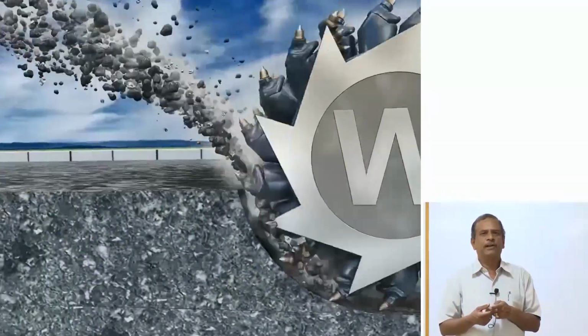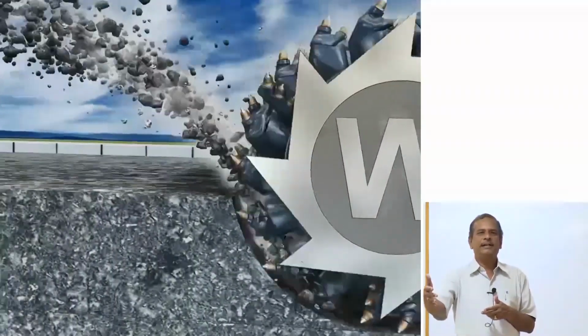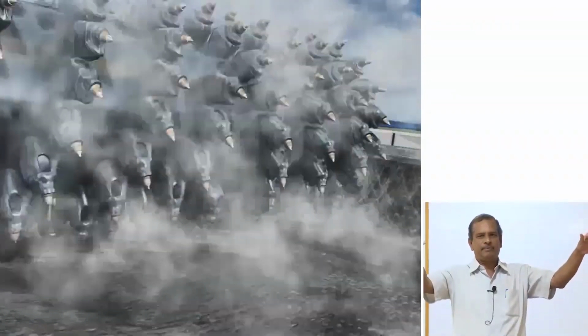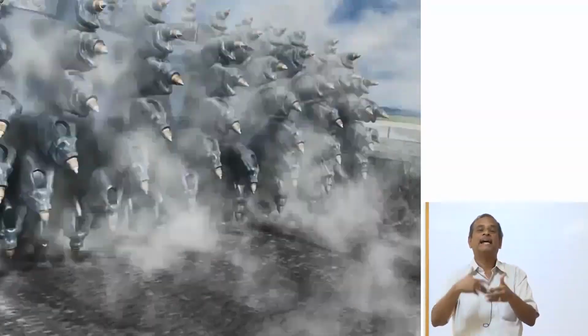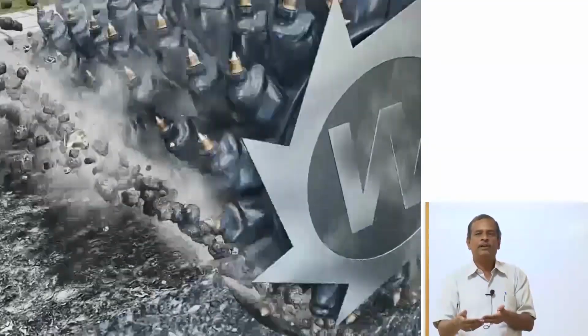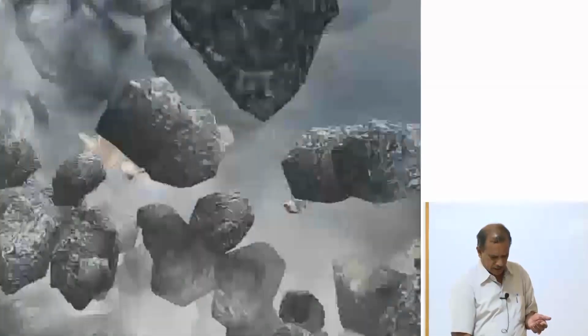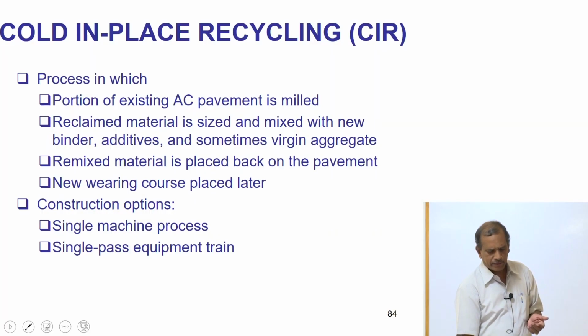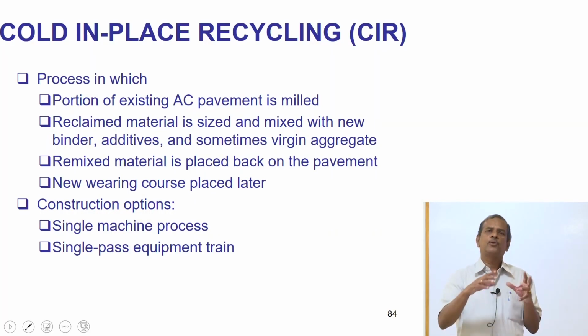Now, milling machines are available. If the road has deteriorated, I need not provide an overlay on top of that. You mill the material, and use the material again and again and again. So, milling is the first step when you want to reuse the materials. Once you mill the material, I can do cold recycling.